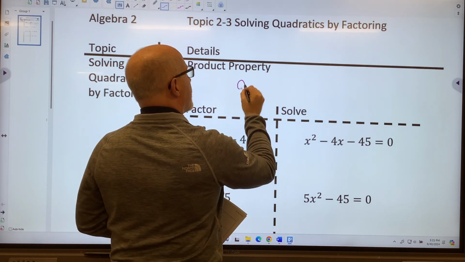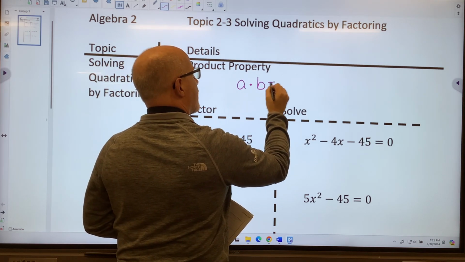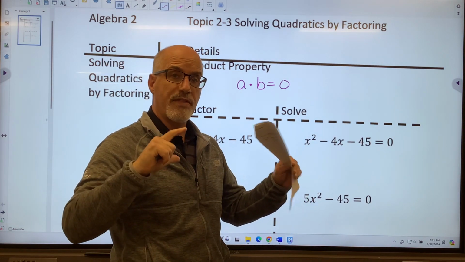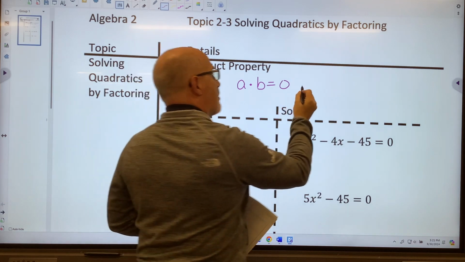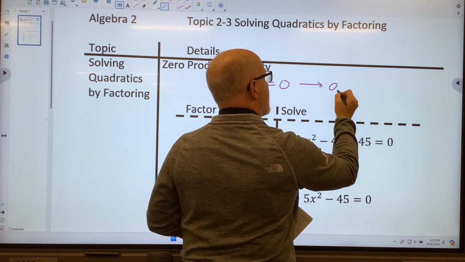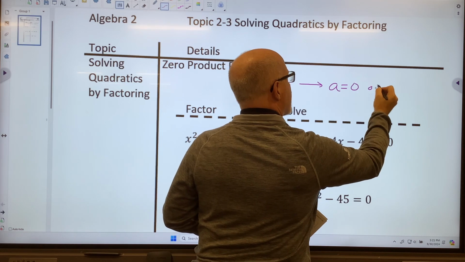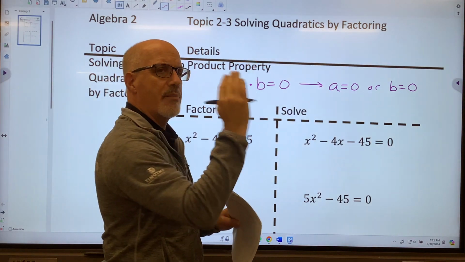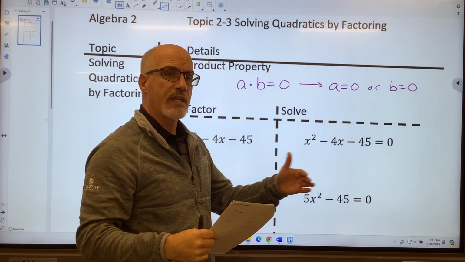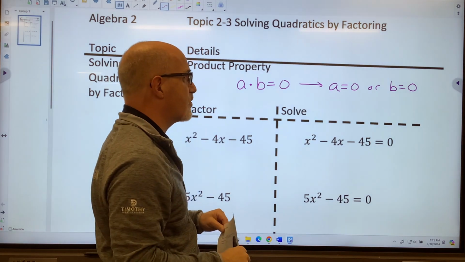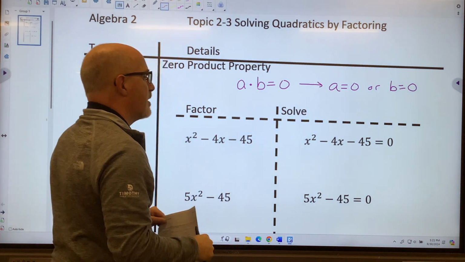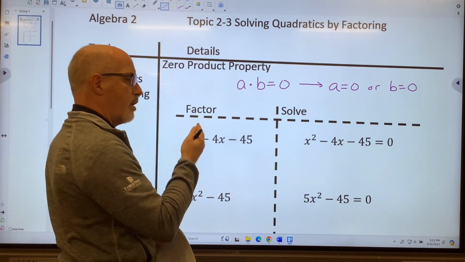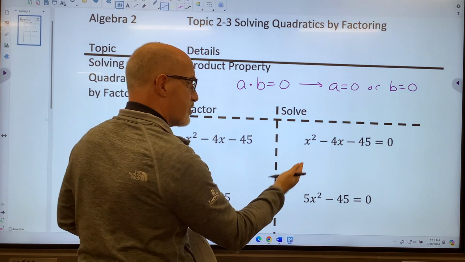And the idea is if we've got two things that multiply together to equal zero. Okay, so usually we'll have two parentheses that equal zero. That means that the two things individually, one of them has to equal zero. Either A has to equal zero or B has to equal zero. So when we solve, it gives us two options or two possibilities for what the solution could be. So using that zero product property, we're going to first of all factor what are either a trinomial or binomial, and then we'll solve it.